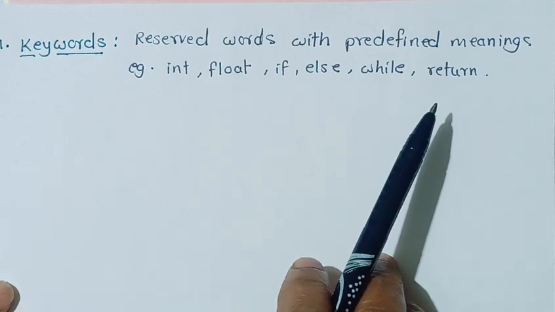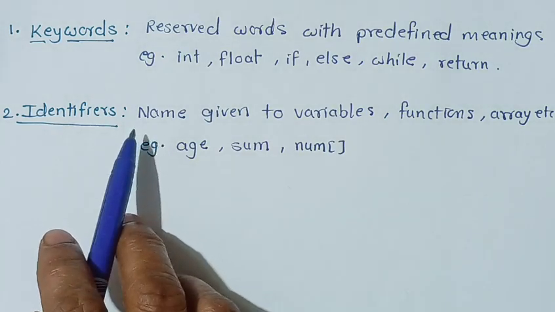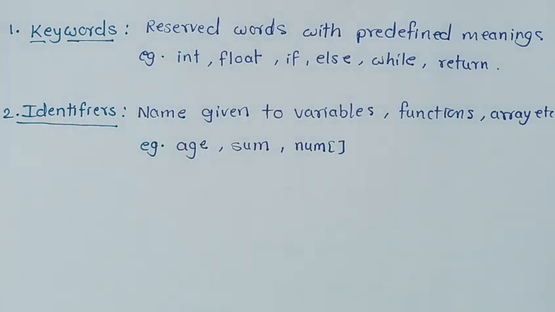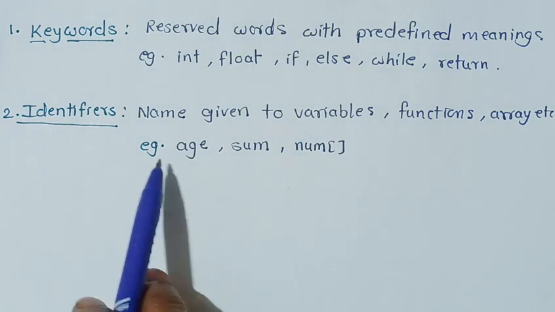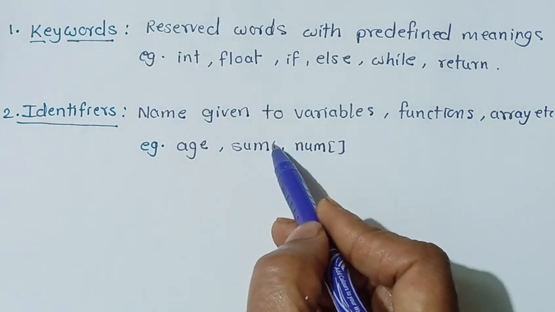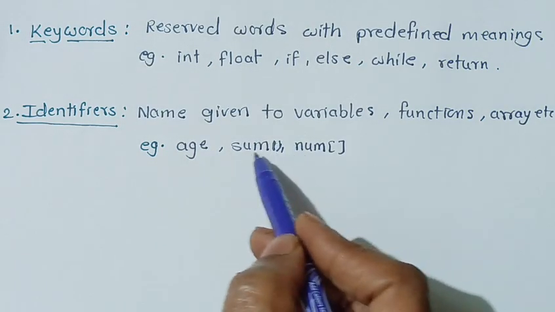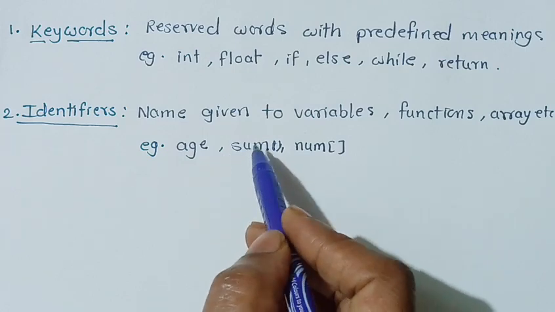Okay, so next is identifier. You can see here, identifiers means what? Name given to variables, function or array. So we are using variable, function and array. Whatever name you are giving to that variable, function and array is called identifier here. For example, see here, age is a variable. Suppose sum is a function. Function we are writing this way. So sum, this name is the identifier of that function.